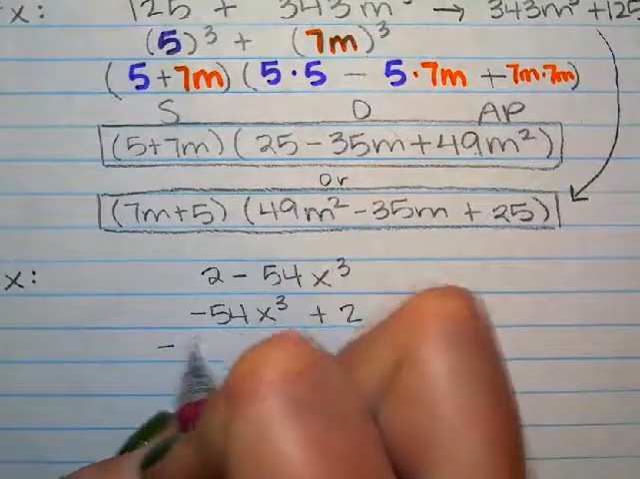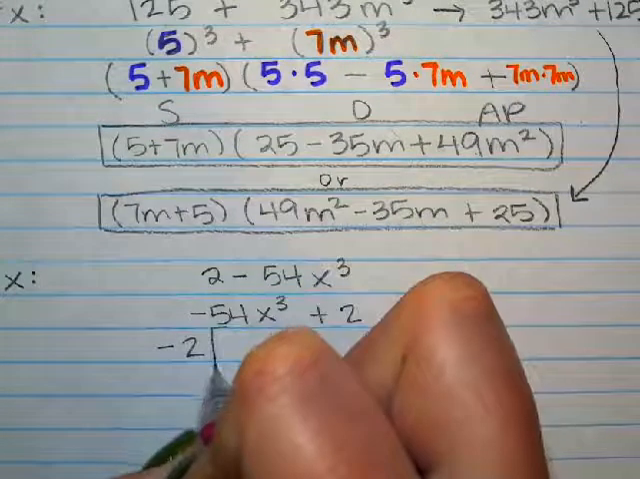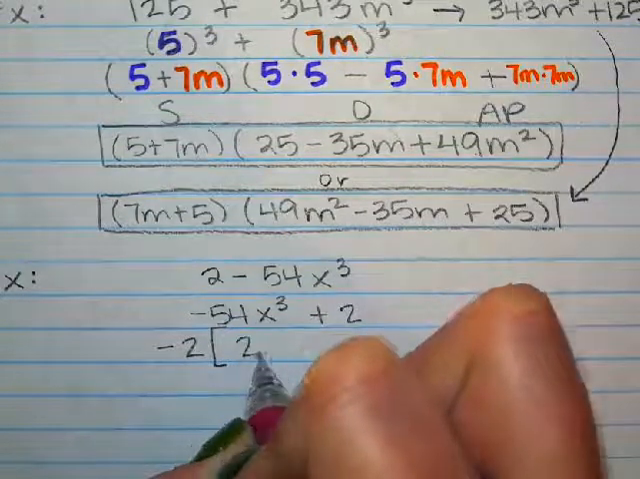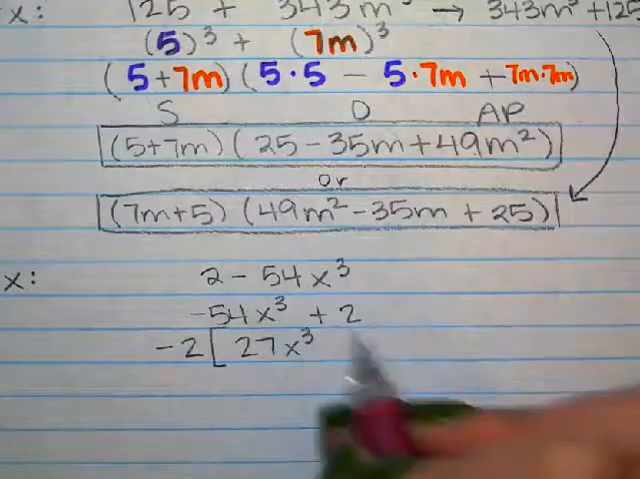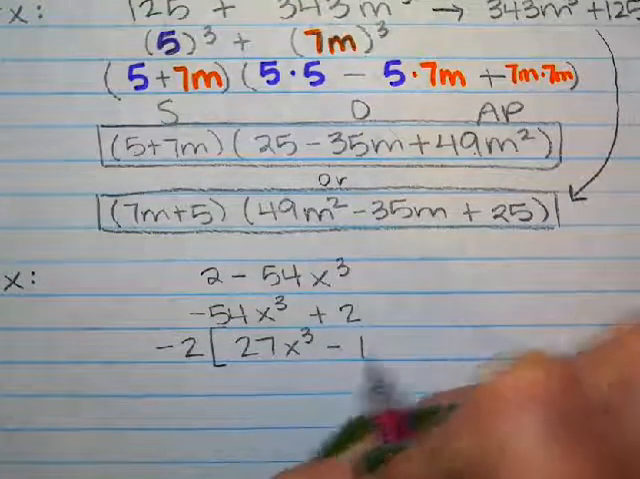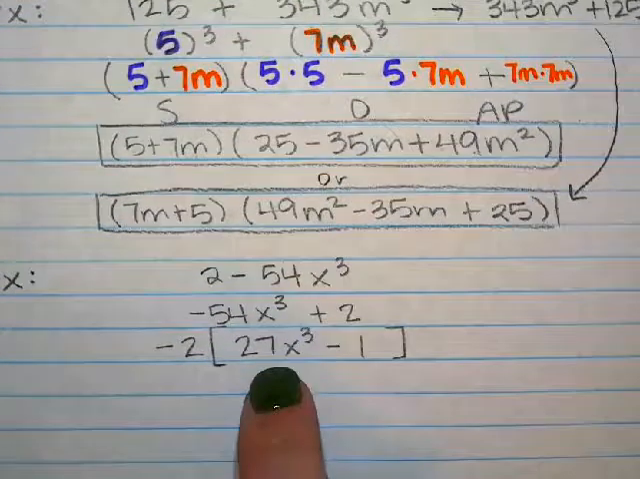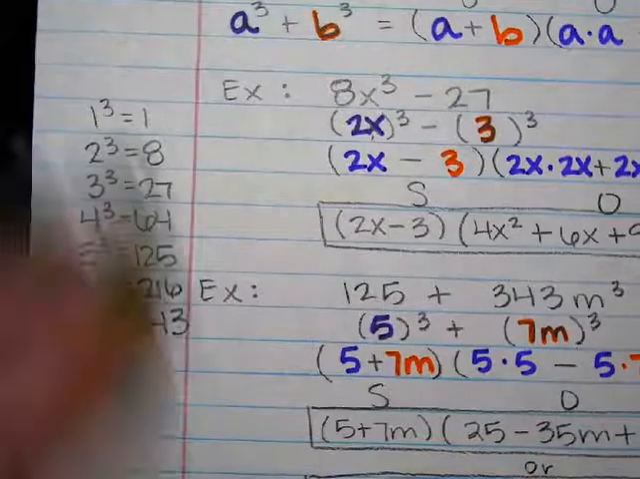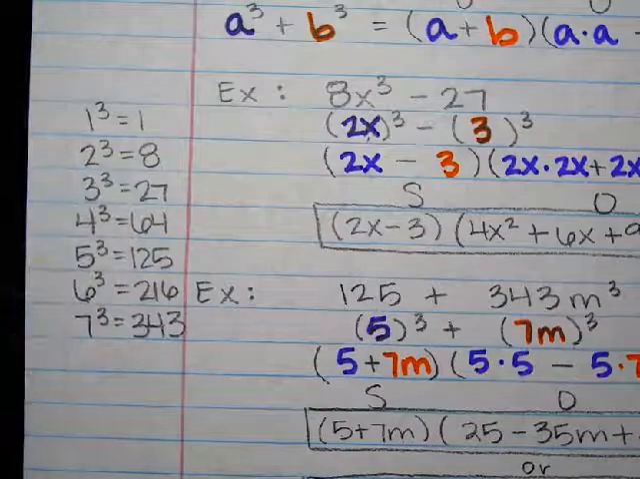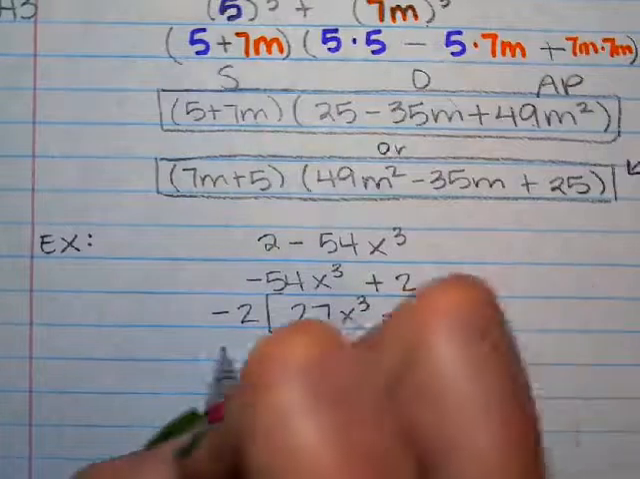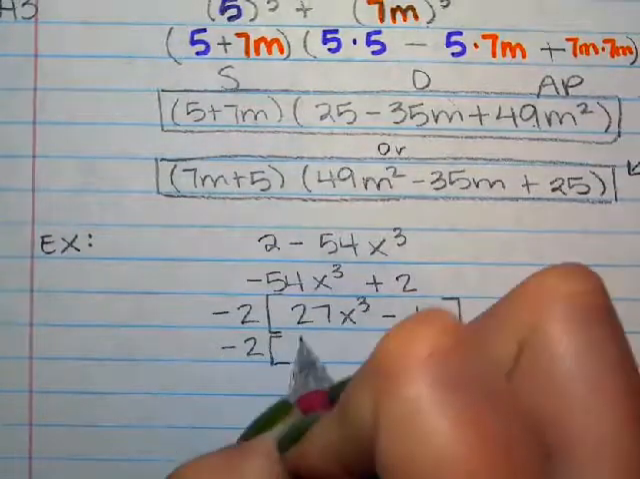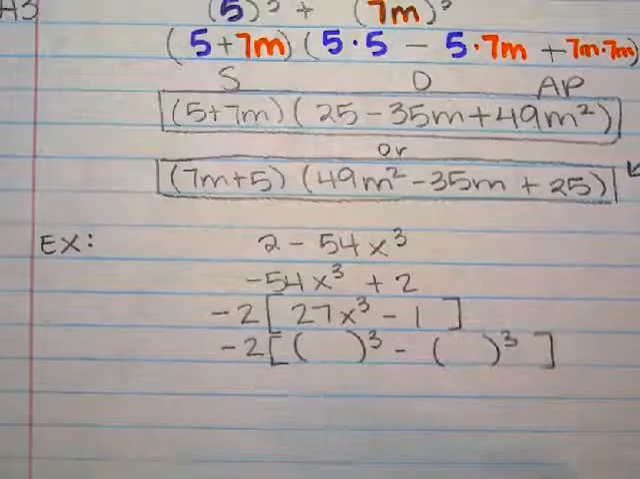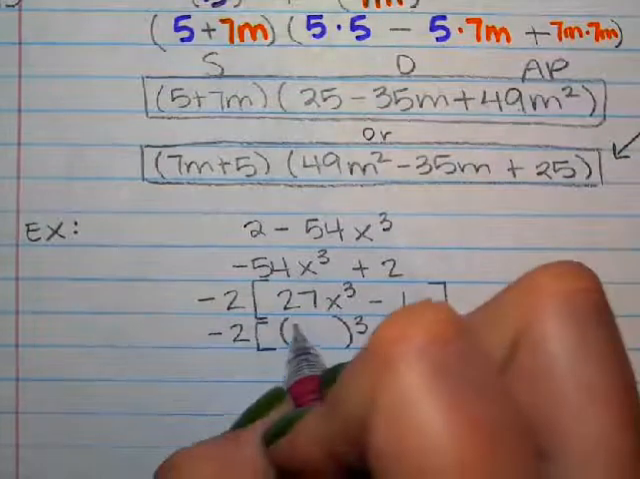So negative 2, and that leaves me with negative 54 divided by negative 2 is positive 27. And positive 2 divided by negative 2 is negative 1. So now I've got 27x to the third minus 1. And now if I compare, 27 and 1 are both on the list of perfect cubes. So now I've got negative 2, and now I can write it as something cubed minus something cubed. And so 27x cubed would be 3x cubed, 1 would just be 1 cubed.